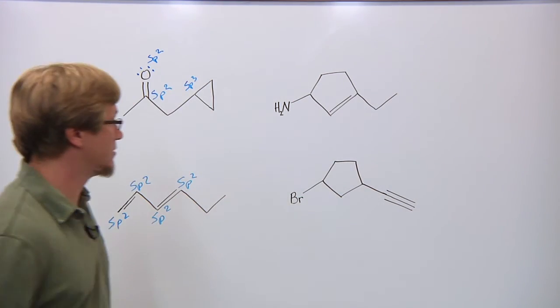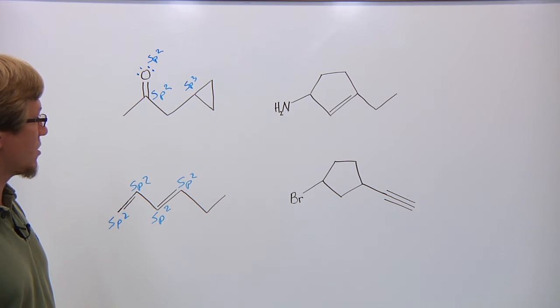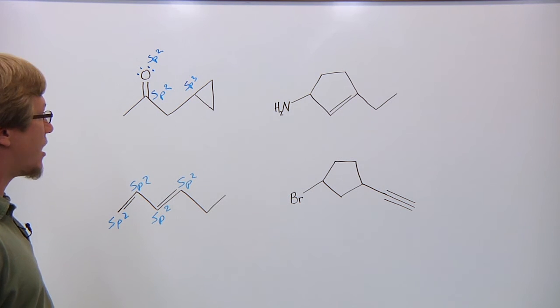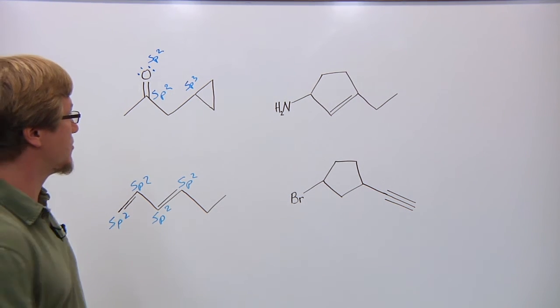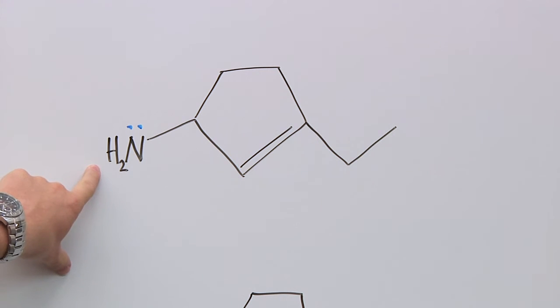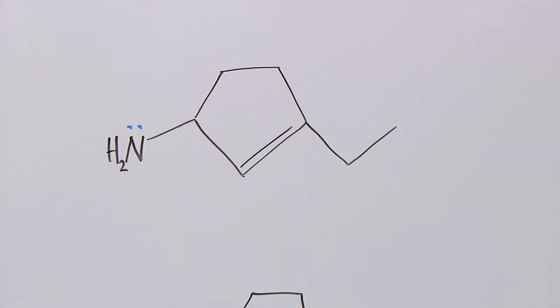Now, for this third molecule we're going to look at, we want to look at the nitrogen. Like oxygen, nitrogen is going to have lone electrons, but there's only going to be one pair this time. So we see that we have two hydrogens and a lone electron pair and one bond to the carbon here, which gives us a total of 3 sigma bonds and a lone electron pair. So this is sp3 hybridized.